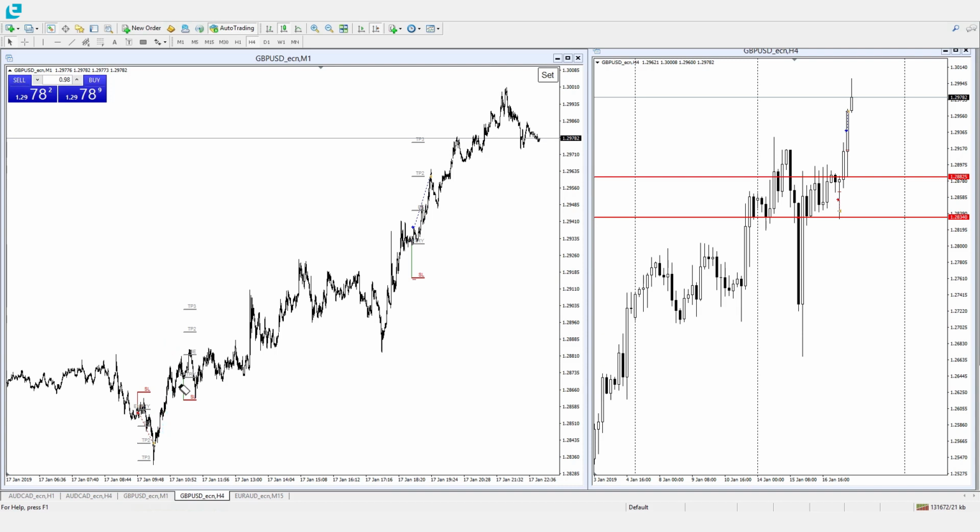You could have taken this signal because you just had one impulsive move to the upside, but I'm really picky with my trades, and that needs practice, of course. But after a while, you need to learn this discipline to be profitable.